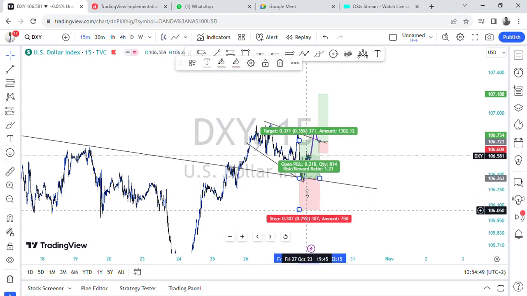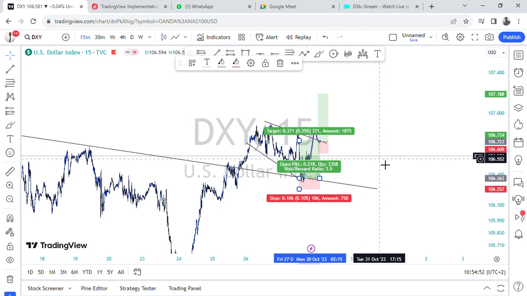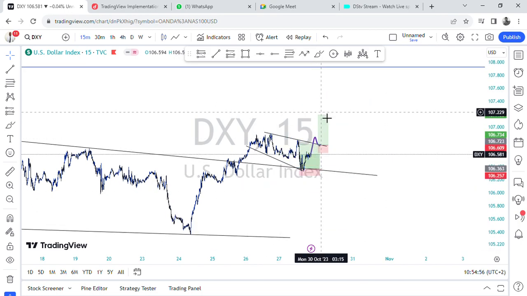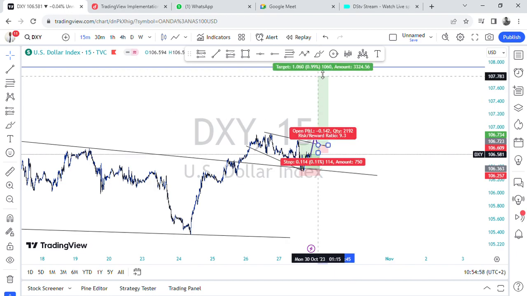Okay, just gonna edit here for DXY. But what you should note down is that you should be expecting buys, and your take profit is here on this point on top.